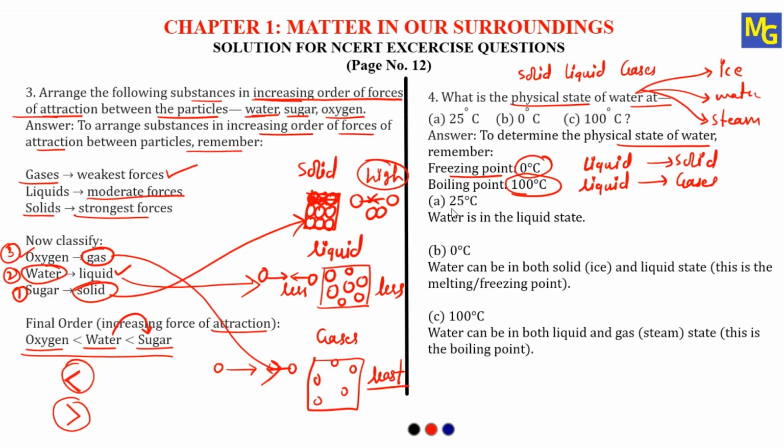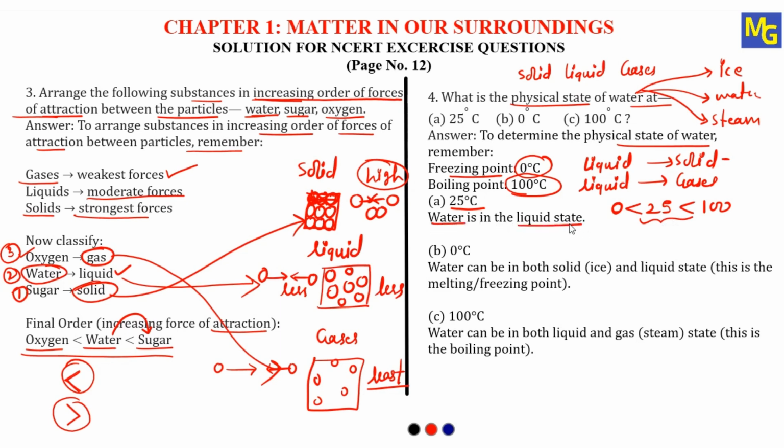First one, they have asked 25 degrees Celsius. Now see here, 25 degrees Celsius is a temperature which is above 0. It is greater than 0. And this temperature is less than 100. At 0 degrees Celsius, it will be solid. At 100 degrees Celsius, it will be gaseous. So it is in between, means it will be in liquid state.